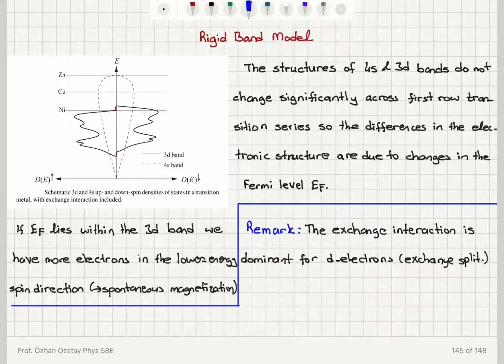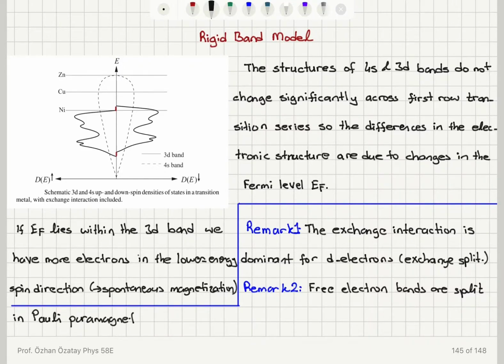Now, another remark is that if you remember, we had a similar situation in Pauli paramagnetism. So this is remark 1, this is remark 2. Now what was happening in Pauli paramagnetism? The free electron bands in Pauli paramagnetism are also split, so it looks exactly like this. However, the reason for the splitting is different. The idea is to minimize the Zeeman energy, which was minus mu 0 m dot product with the applied magnetic field. Here it's the exchange field we're talking about.